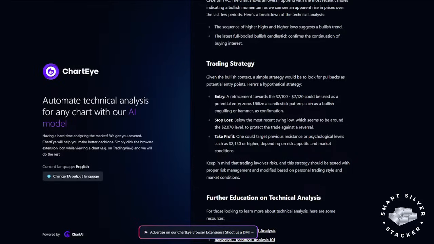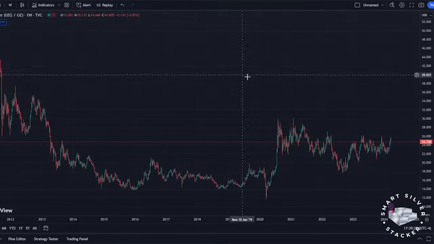Why don't we do one last thing before we wrap this up, since we've analyzed those charts? Who would like to see silver or gold analyzed on a shorter time frame? Because I think that could be interesting. Why don't we do that with silver?